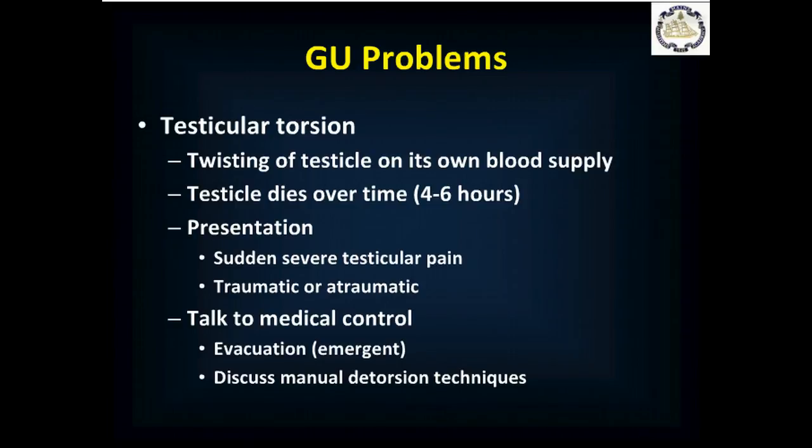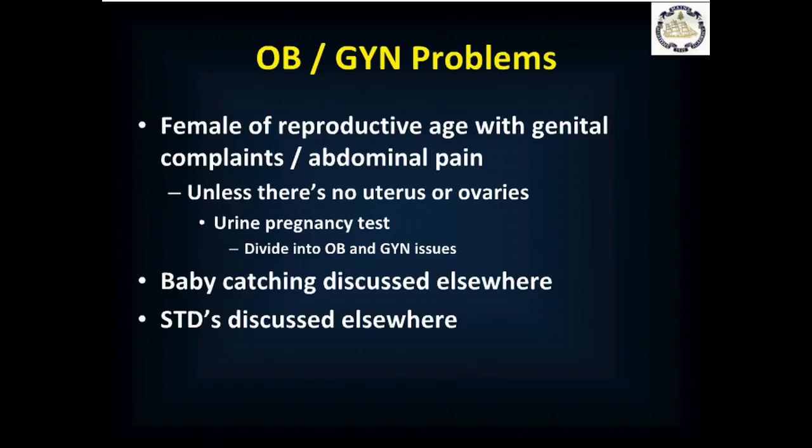So now we'll talk about female obstetric and gynecologic problems, and what we're talking about is early pregnancy obstetric problems. So any female of reproductive age with genital complaints or abdominal pain, unless they've had a hysterectomy, they have no uterus, or an oophorectomy, they've had their ovaries removed, you have to assume they're pregnant. Someone who tells you that they've had their tubes tied, that doesn't matter. They can still get pregnant. So you need to do a urine pregnancy test, and that divides your issues into OB problems or gynecologic problems.